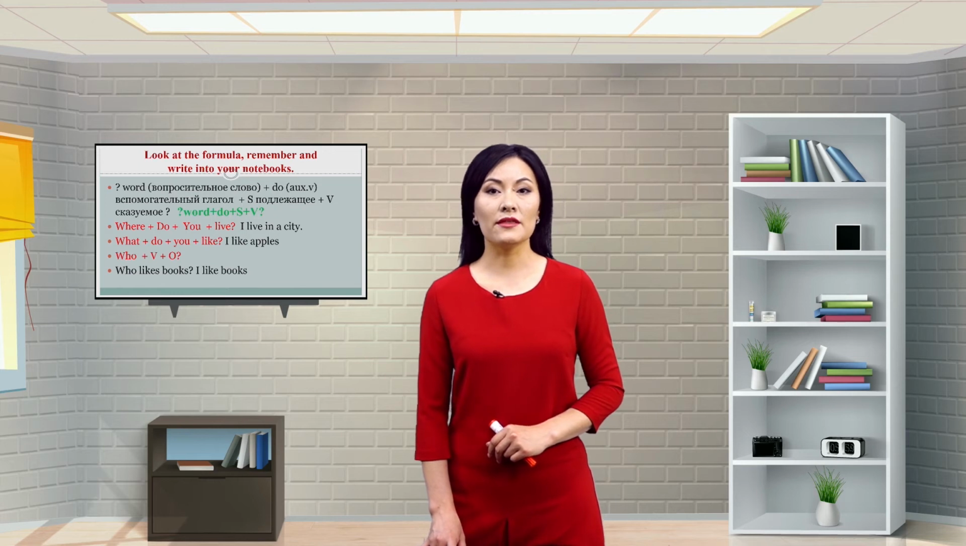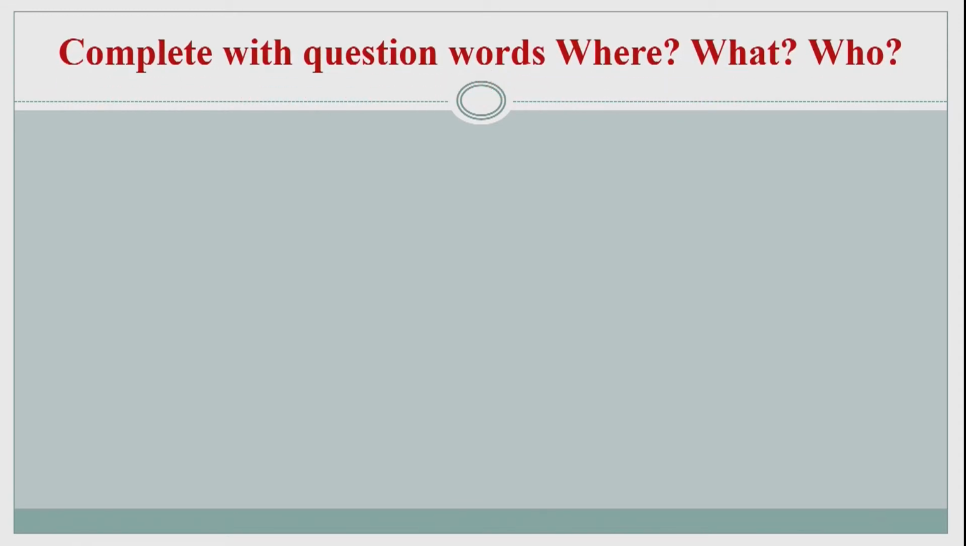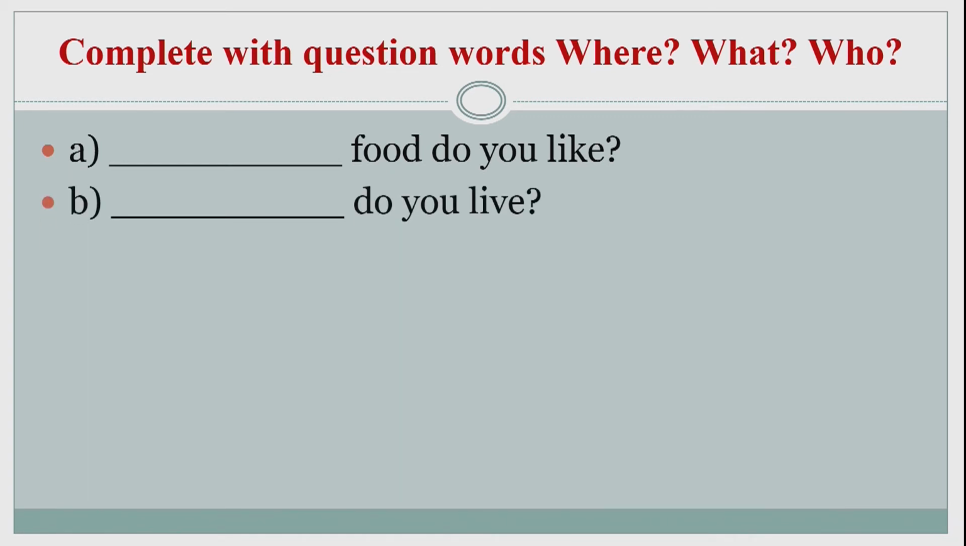Now children, write the formula into your notebooks. Remember. Good job. Now look at the exercise and complete with question words: where, what, and who. You have food. What do you like?